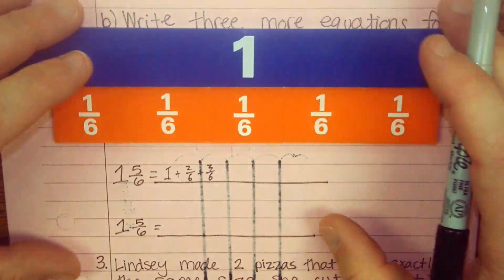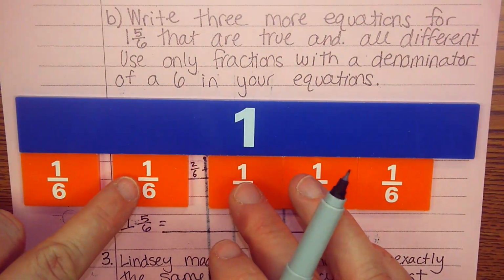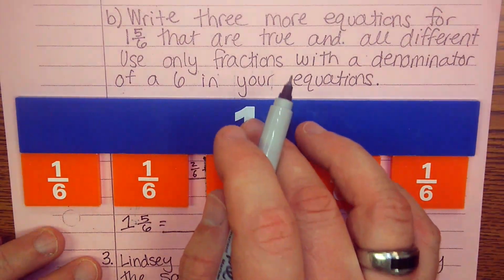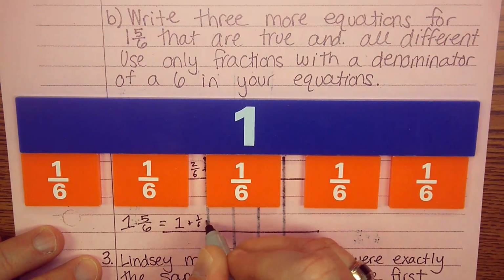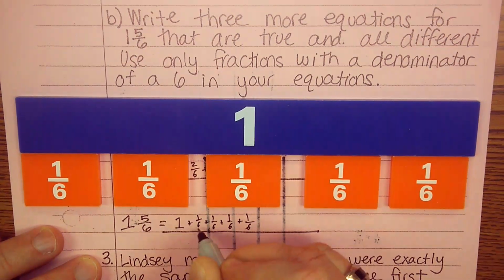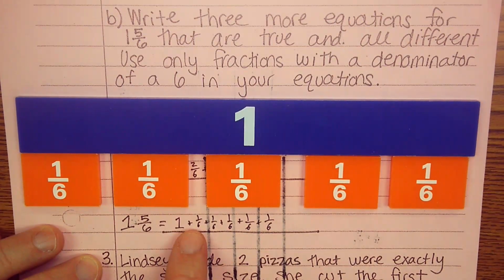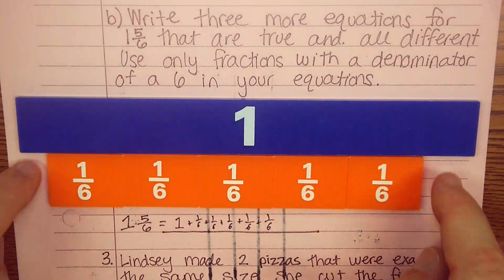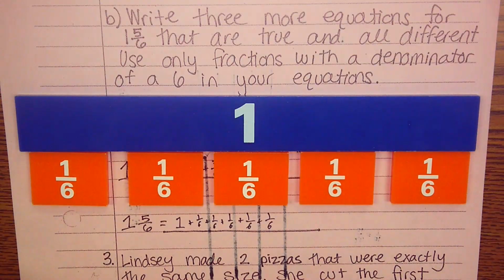Now, if you want to make it a little bit longer, I could put a little gap between all of these so that they're all separate. What would that look like? I have 1 still, plus 1/6, 1/6, 1/6, 1/6, plus 1/6. All of these still add up to 1 5/6. I haven't changed any of these pieces at all. I've just separated them into an equation where I have to add them together.